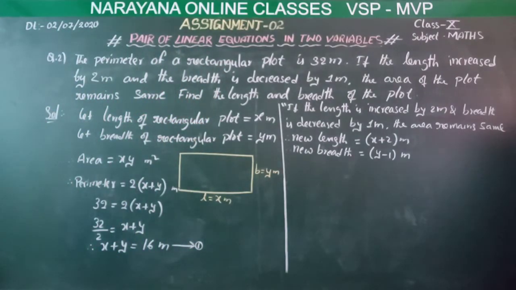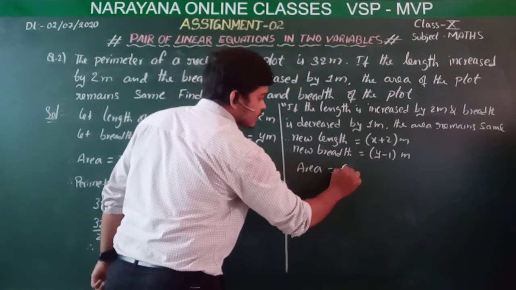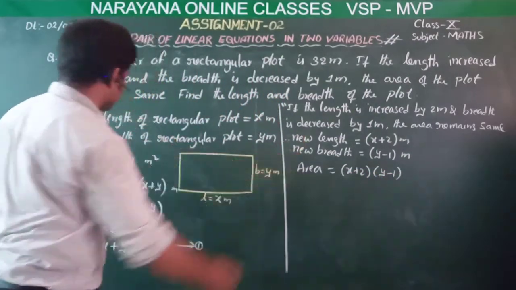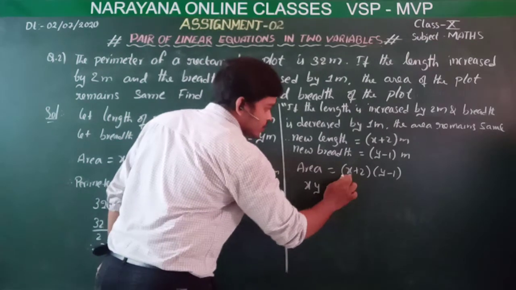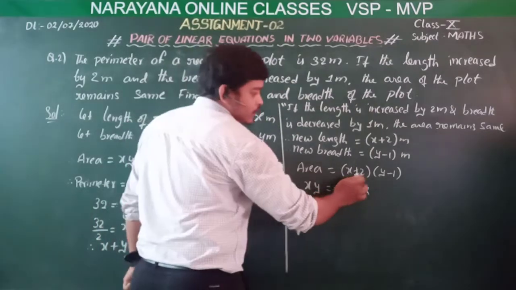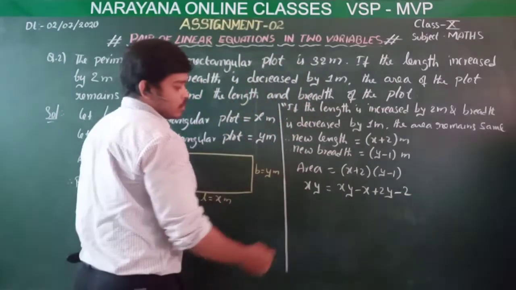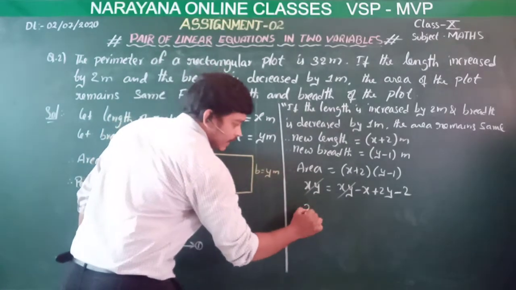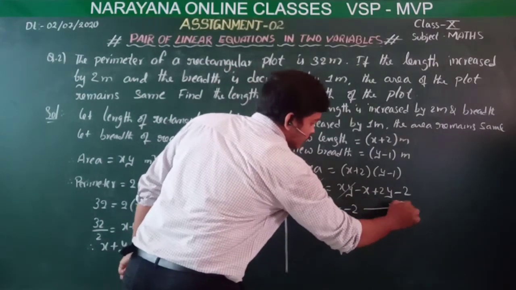Therefore area is equal to length into breadth. The area is (x + 2) into (y - 1). Now the area remains the same, so what is the area of this plot? It is x into y, right? So xy is equal to xy, x into minus 1 is minus x, plus 2 into y is 2y, and 2 into minus 1 is minus 2. See, xy gets cancelled, then send the minus x to the left hand side, so plus x and minus 2y is equal to minus 2. This is equation number 2.